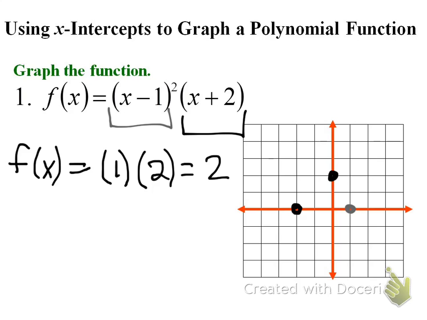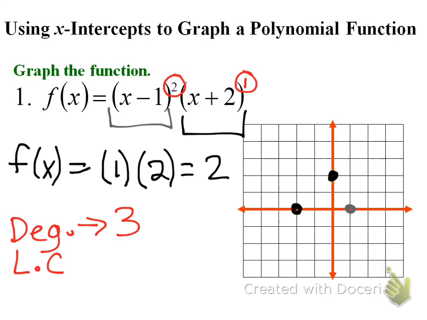Now, let's talk about end behavior, and then we'll just kind of fill everything in. Remember, for end behavior, you need to know what the lead coefficient is, and you need to know the degree. So to find the degree, you're just going to add all the exponents. So what's our degree here? 3, good. The degree is 3, and my lead coefficient is positive.